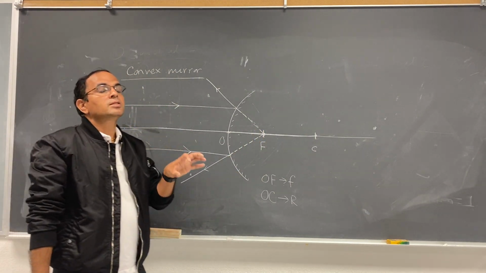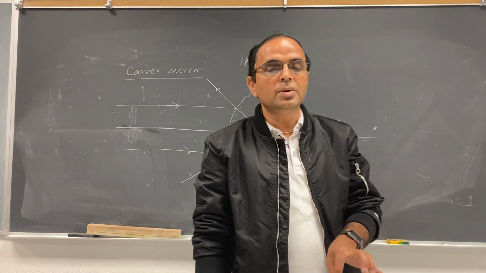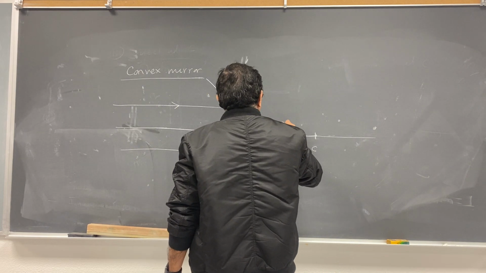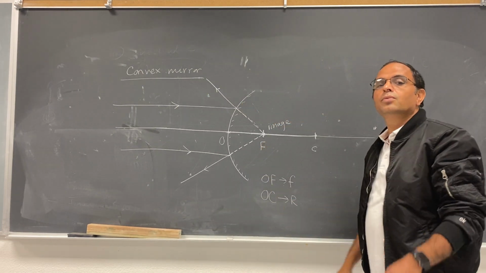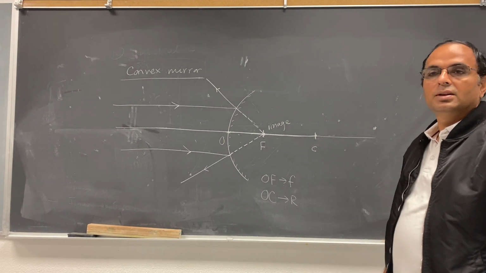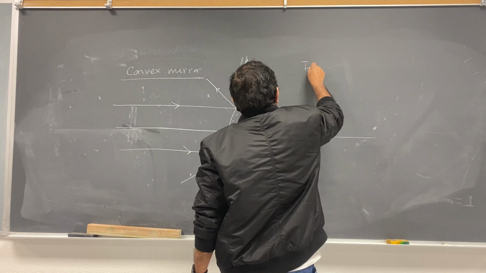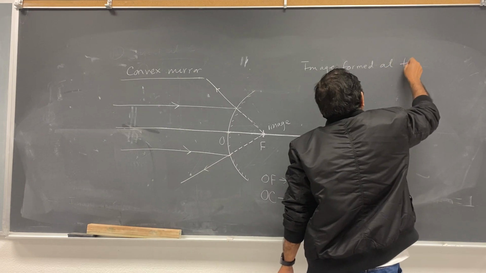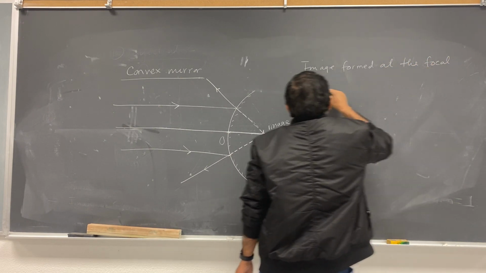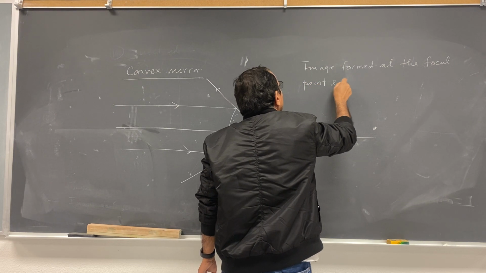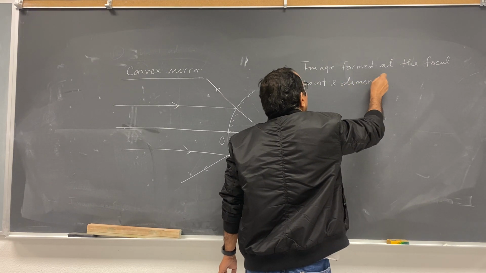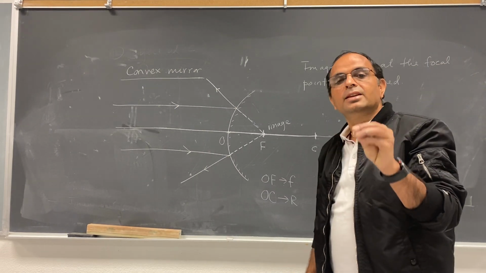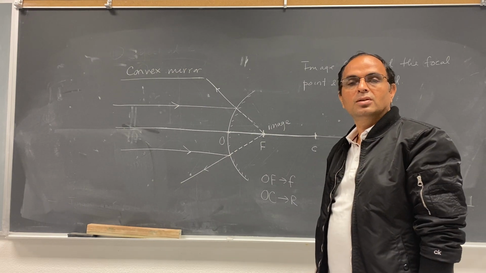If the object is really far from the convex mirror, this is the position of the image. The image is formed at the focal point, and it is diminished. Diminished means the size of the image is very small, almost like a point size.